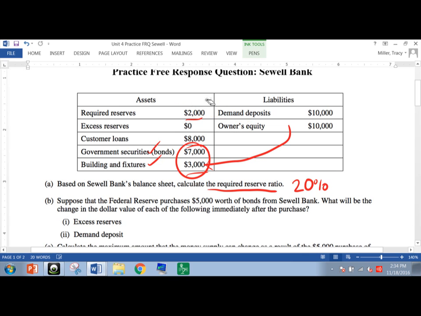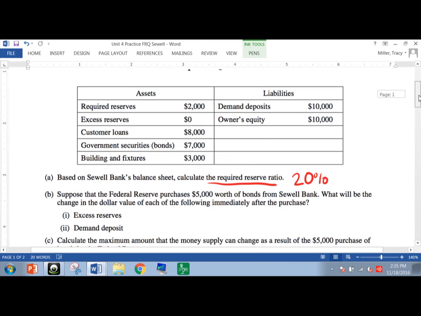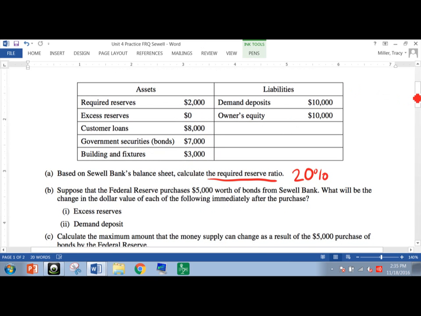I'm just going to erase some of this stuff so it's cleaner for us. Now, in Part B, it says, suppose the Federal Reserve purchased $5,000 of bonds from Sewell Bank, which would make perfect sense that they have $5,000 to give. There's $7,000 there. That's going to turn this into $2,000. And then what will the dollar value be of each of the following immediately after the purchase? And the key word here is immediately.